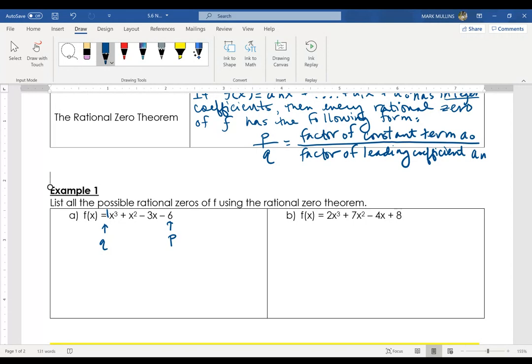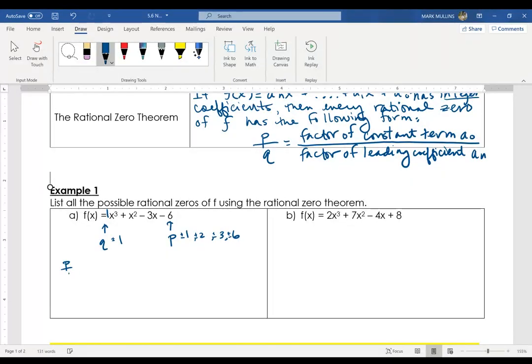So if I think about factors of 6, well, 1 times 6 is 6, 2 times 3 is 6, and because we're looking at integers, they could all be plus or minus. So now I have a list of factors for 6, and then the factors for 1 would just be plus or minus 1. So now I need to write those all as a fraction. It's going to be p on top and q on the bottom. Since q is just 1, it doesn't really matter.